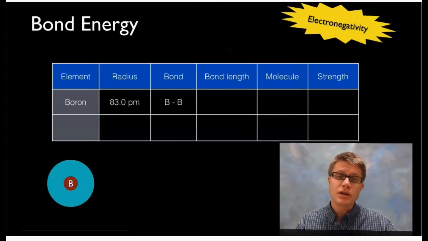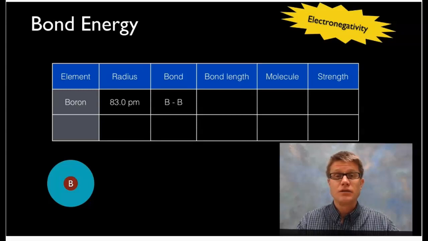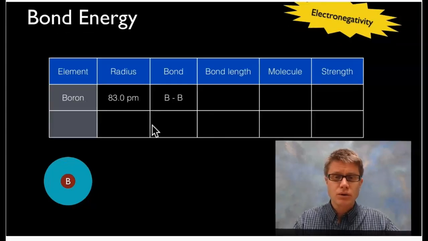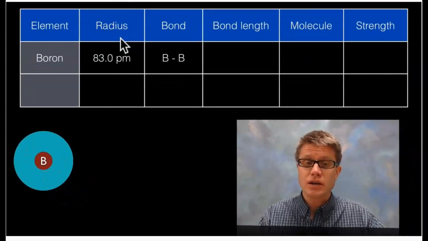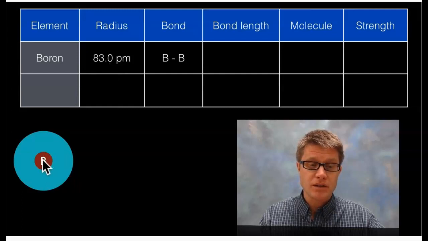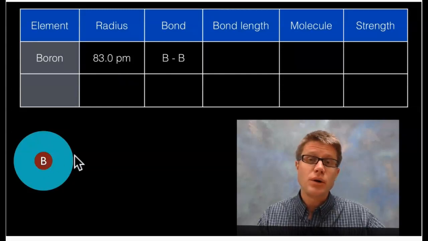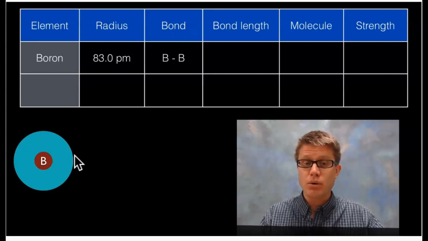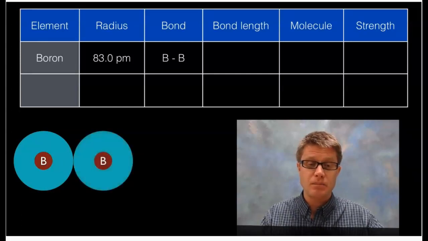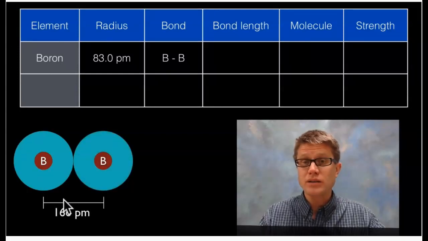Now, what contributes to that bond energy? It's going to be the electronegativity of all the atoms involved in that molecule. And so let's say we were to look at boron. Boron is going to have an atomic radius of 83 picometers. What does that mean? The distance from the center of that nucleus to the outside is going to be 83 picometers. And so if we were to connect a boron to a boron, we would anticipate that that bond length, the distance between the two atoms, is going to be twice that. It's going to be 166 picometers.